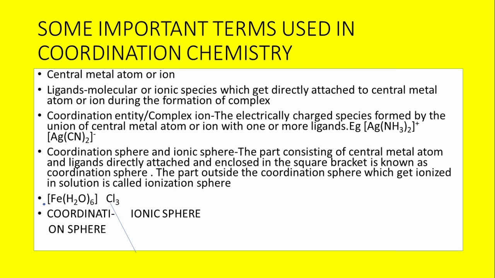As for example, hexaaqua iron trichloride. Hexaaqua iron is the part which is in the coordination sphere, and chloride is the part which is in the ionization sphere. So when it ionizes, it gives [Fe(H2O)6]3+ in the coordination sphere and 3Cl- outside the coordination sphere, that is the ionic sphere.